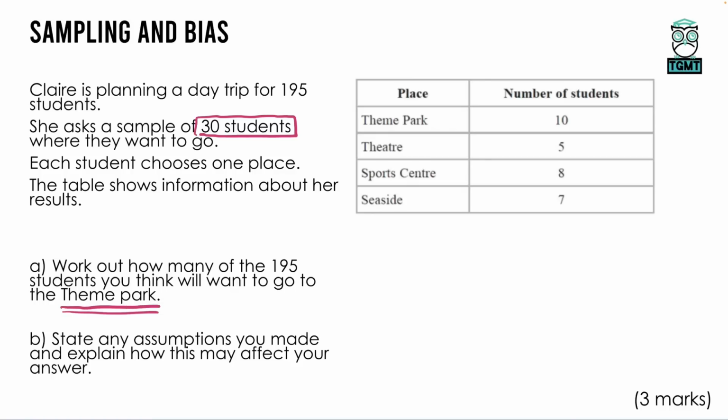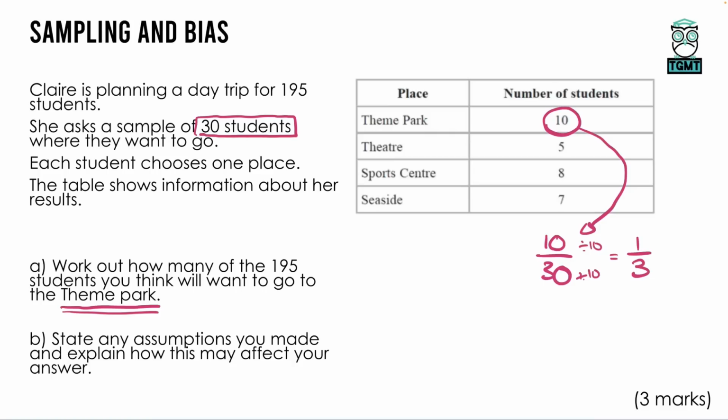Now this is all just about proportion. If we look, there are 10 students in our sample of 30 that want to go to the theme park. And if we bring that down and write that out, that's 10 out of 30. Now that particular fraction there is a relatively nice fraction. We can simplify that. They both divide by 10. And if we do divided by 10, we get 1 over 3. So we know that 1/3 of the students want to go to the theme park.